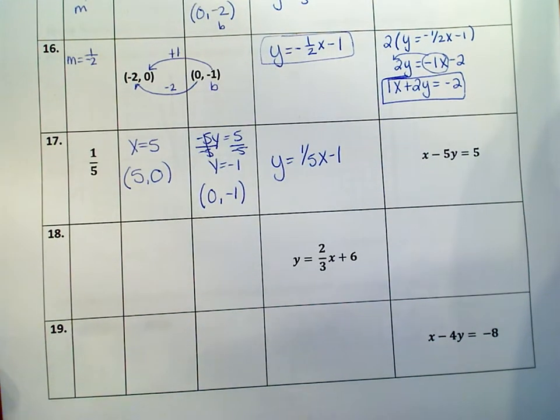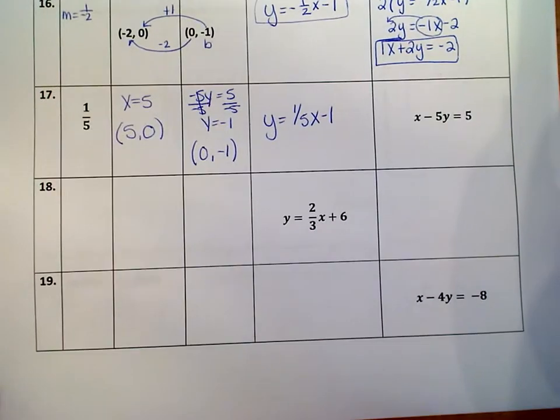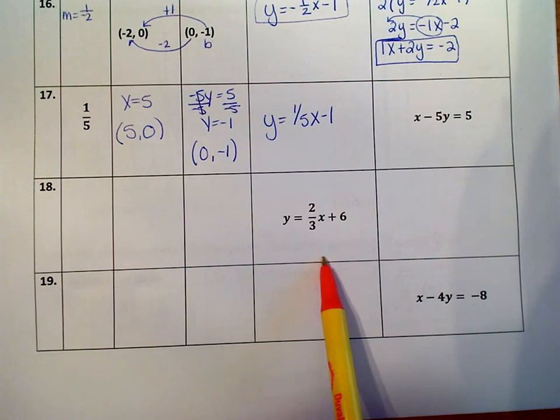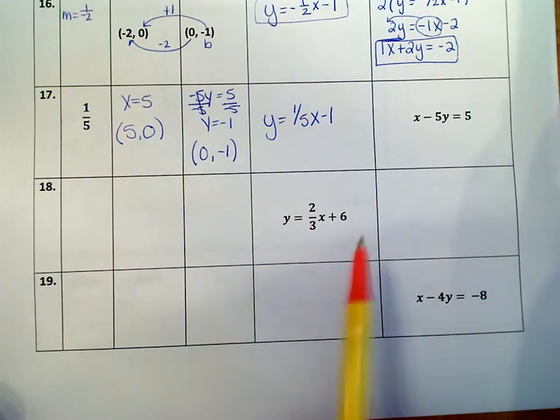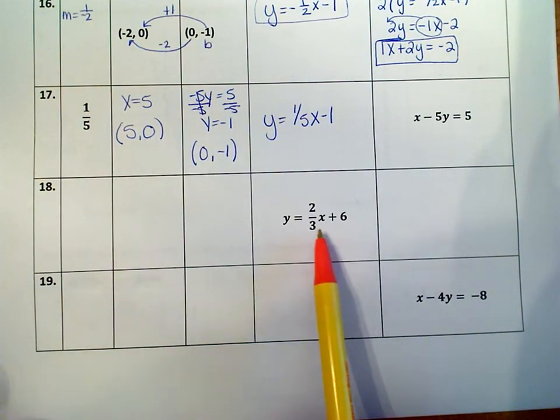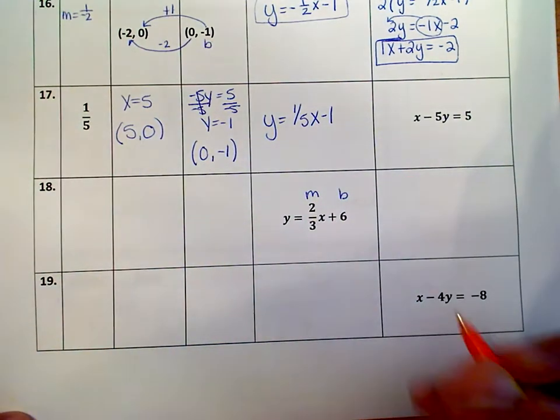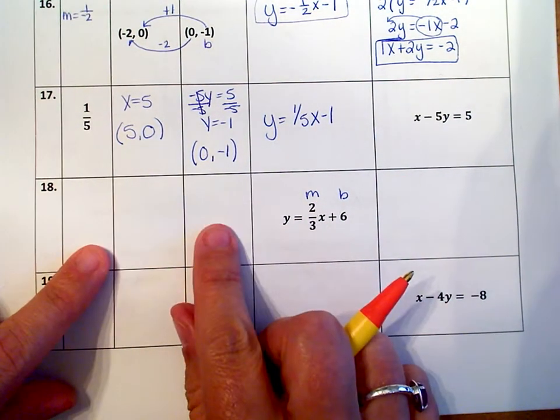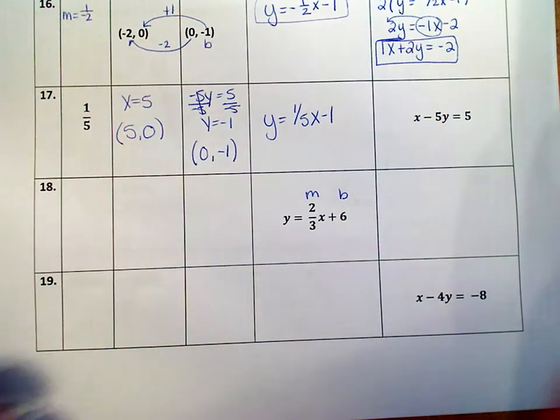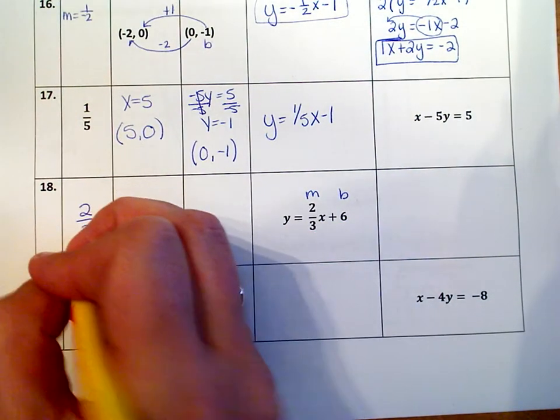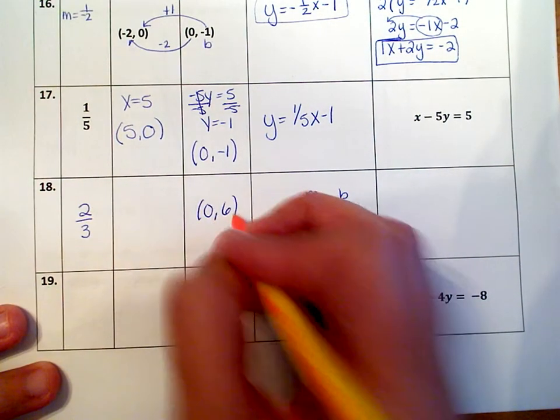Okay, on 18, all they gave me was slope-intercept form. But remember, there's 2 pieces of information that I have to know to be able to write slope-intercept form, and that is m and b. So I already can fill in these 2 boxes because they're given to me right here. So my slope is 2/3, and my y-intercept is 6.